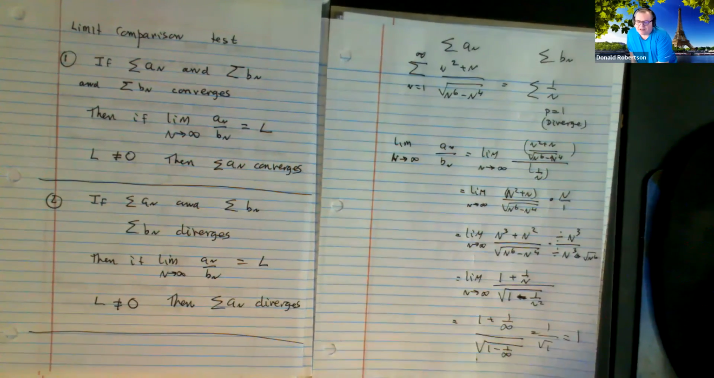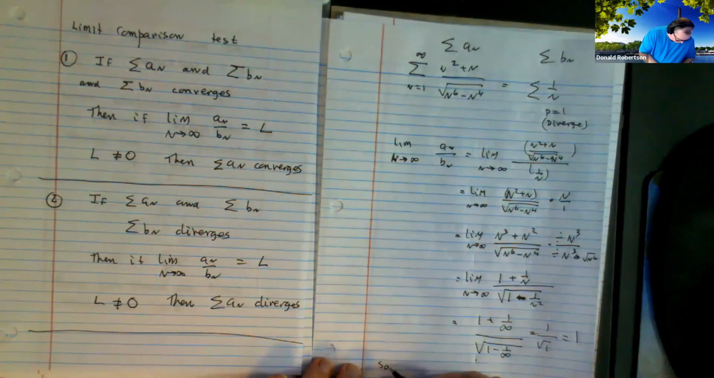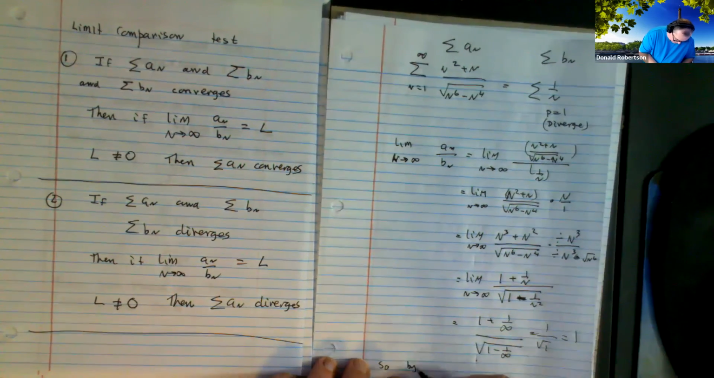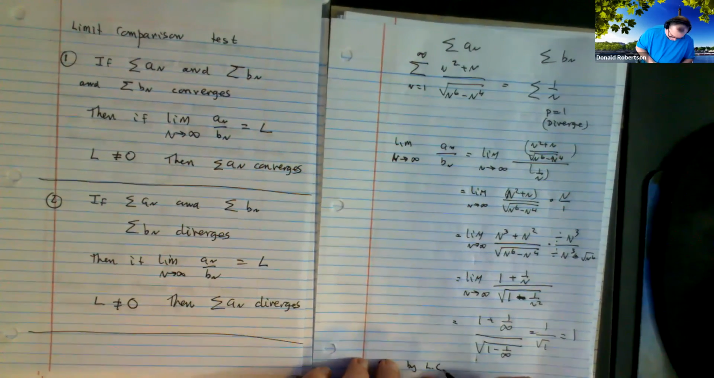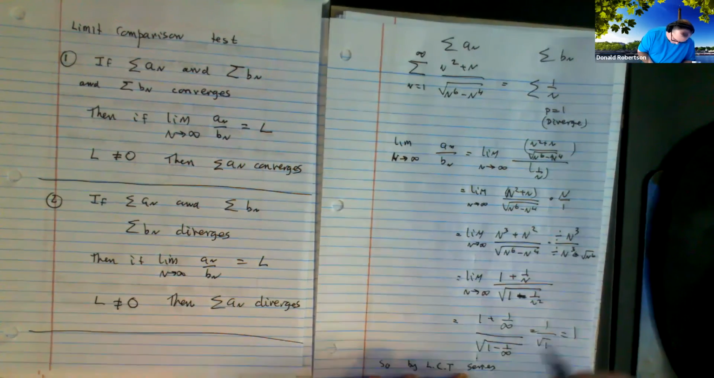And since the limit is a number, right, not 0, but a number, doesn't that mean that these two behave the same? So you finish with, so by the limit comparison test, the series diverges.